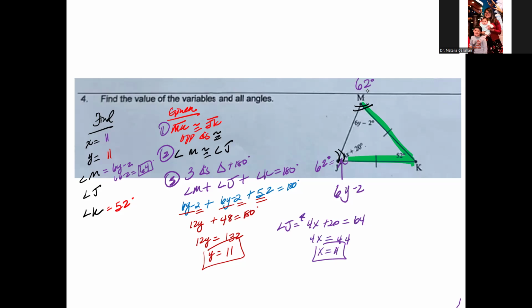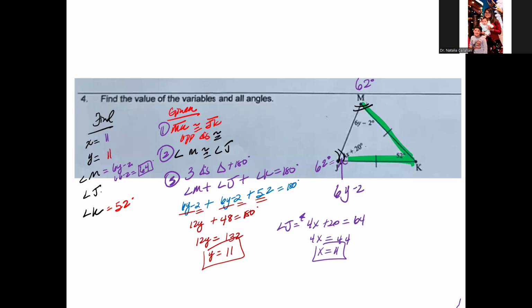Let me know when you solved it. Great. So now we have x equals 11, y equals 11, angle M equals 64, K equals 52. What other angle do we have left in the triangle? Angle J. Well, I think you already know what angle J is going to be. It's just going to be 64, isn't it? The same thing, right? As M, correct?